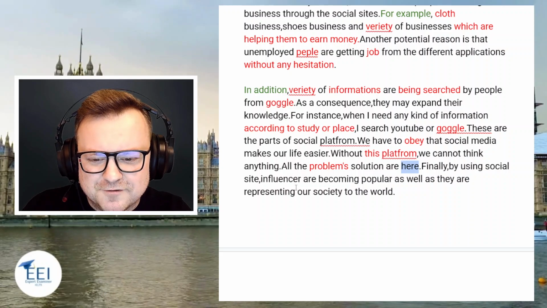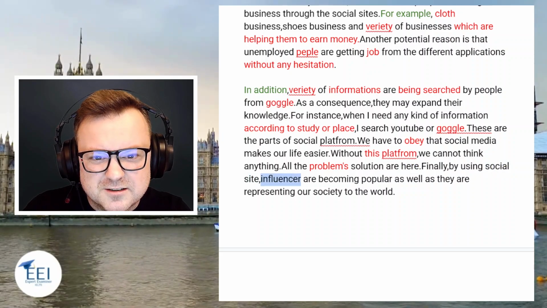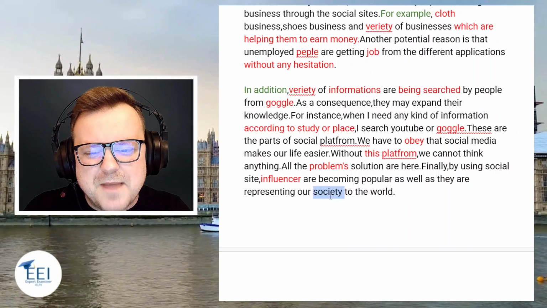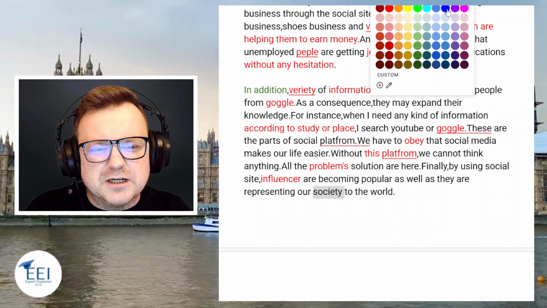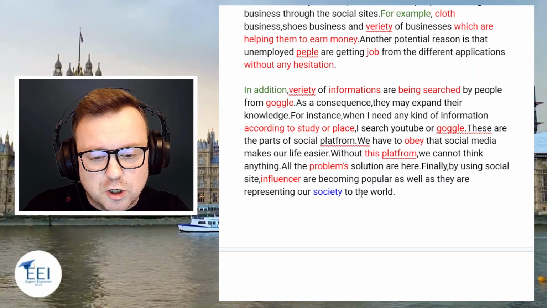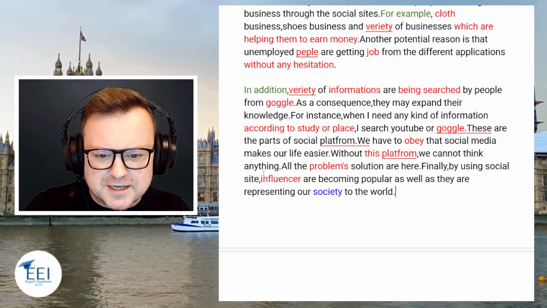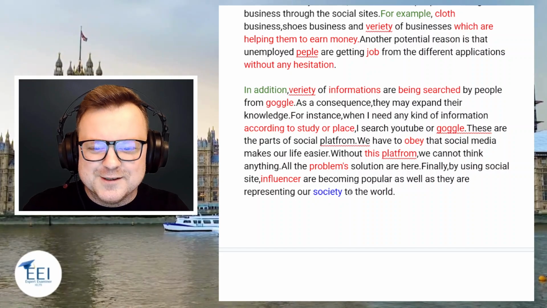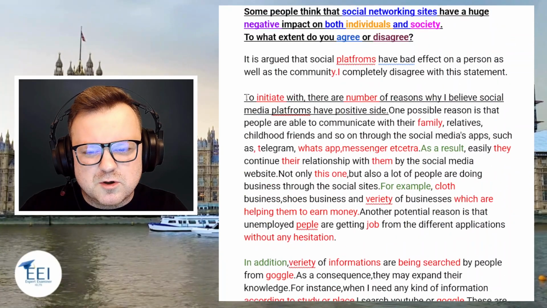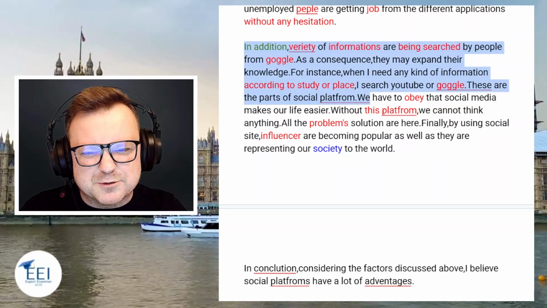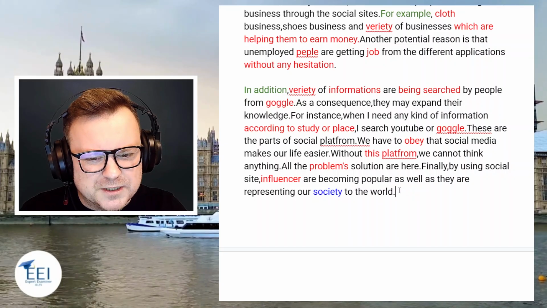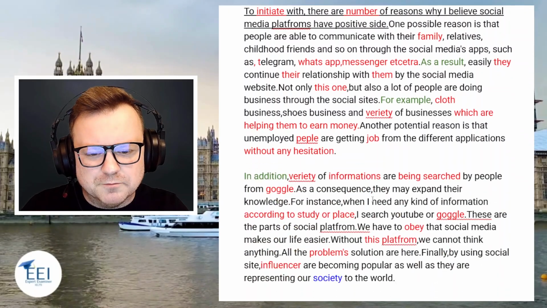Finally, by using social site, influencer, just one social site, just one influencer, influencer are becoming popular as well as they are representing our society to the world. So not much. There is a mention of society, a reference to society, but there isn't really much in terms of an argument that explains why social media is good for society. Candidate says that we can learn information on YouTube and Google. Candidate says that social platforms have the answer to all problems. Not sure that's true. And the candidate says that influence become popular, but doesn't explain how that's really a benefit to society. So while I was quite informed about body paragraph 1, I can't say I was really informed with relevance with respect to the question. I can't say I'm really informed about the benefits of social media on a societal level based on this paragraph.